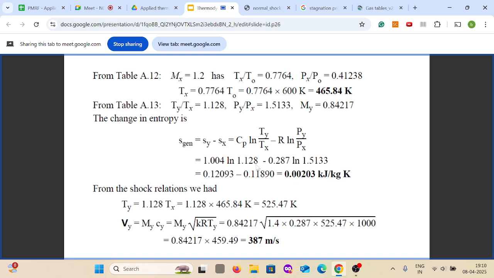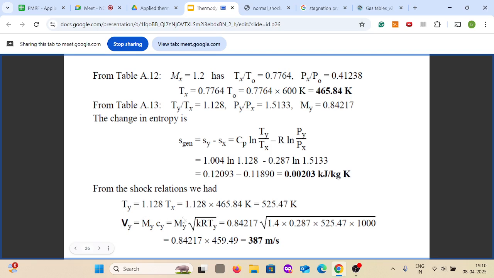Next, from the shock relation which we found, the downstream temperature will be 1.128 times the upstream temperature. So 1.128 into 465.84 gives you 525.47 Kelvin. Now that we know the temperature, we can find the velocity. We know the Mach number at the downstream condition, which is 0.84217. We need to find the speed of sound at the downstream condition to find the velocity. Downstream, the speed of sound is root of gamma RT.